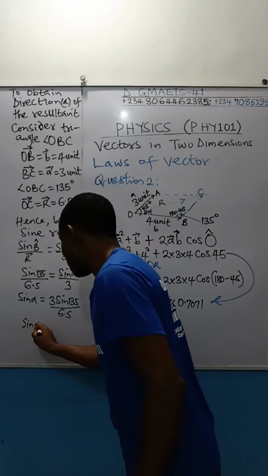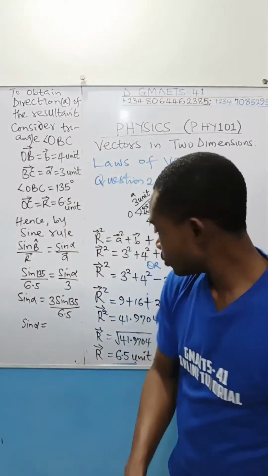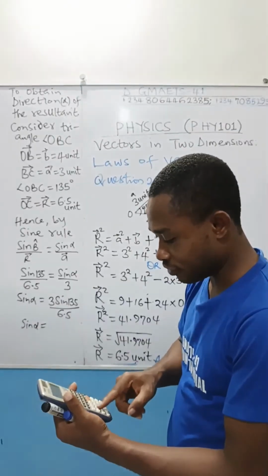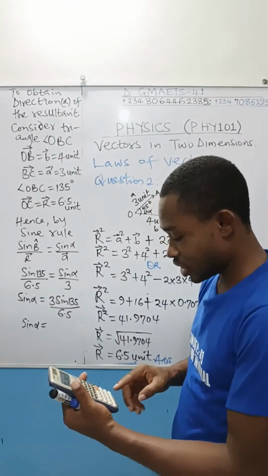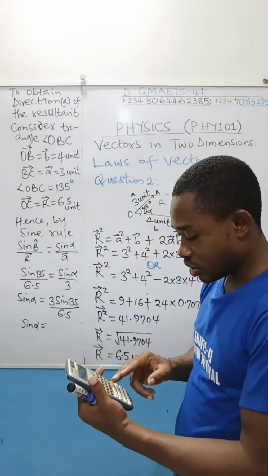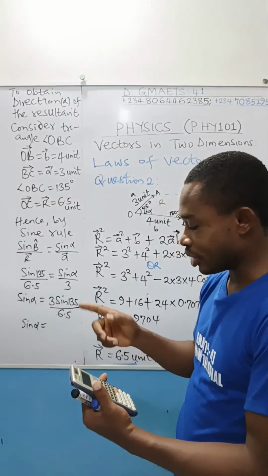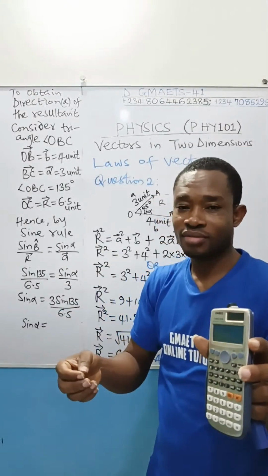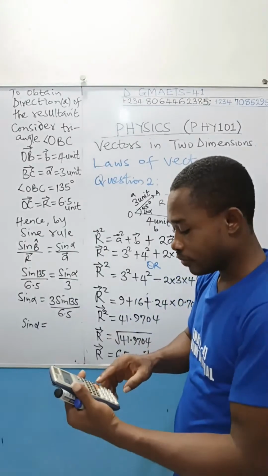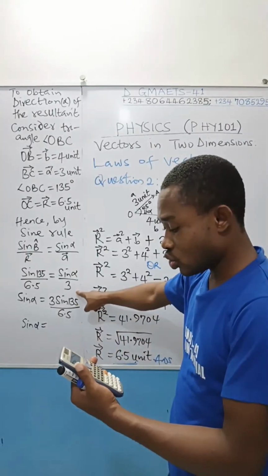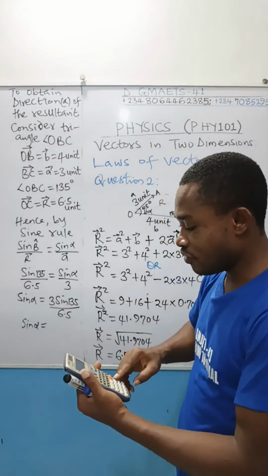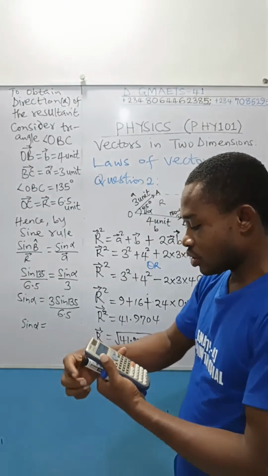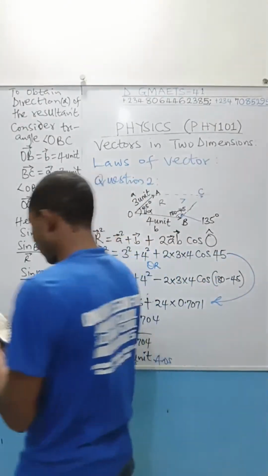Sine alpha is going to be equal to 3 times sine 135. 3 times sine 135 gave us 2.1213. The calculator usually gives the result in short form first, but I usually convert to decimal. Now, the numerator here is 2.1213. I'm going to divide it by 6.5. So this is 0.3264, approximately.